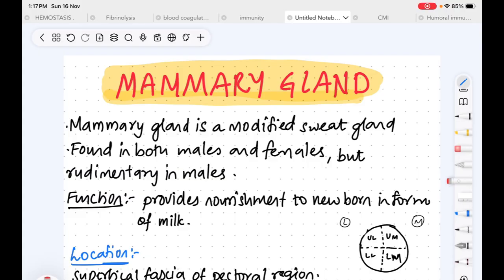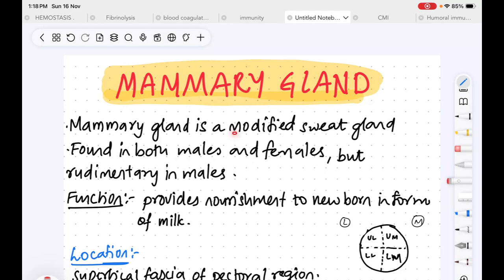In today's video, we are going to talk about the anatomy of the mammary gland, or the anatomy of the breast. It is an important LAQ in the upper limb. Before entering deep into the concept, we'll just go through the basic points of the mammary gland.